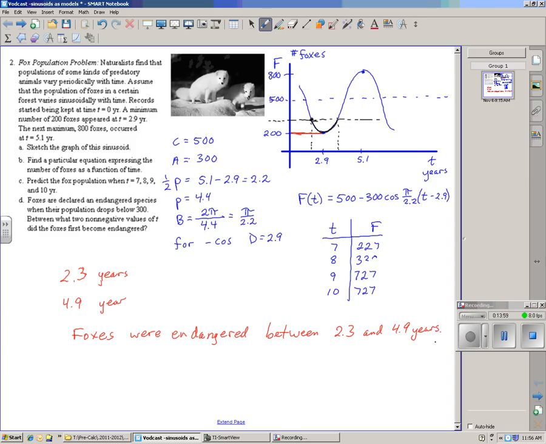So that is how you get the information out of a word problem like this, graphing it, coming up with the equation, and answering some different kinds of questions about it. Okay.